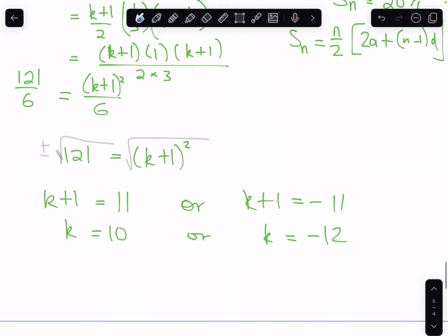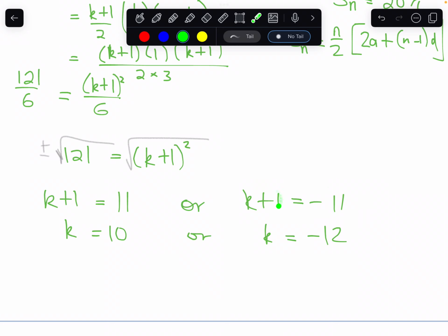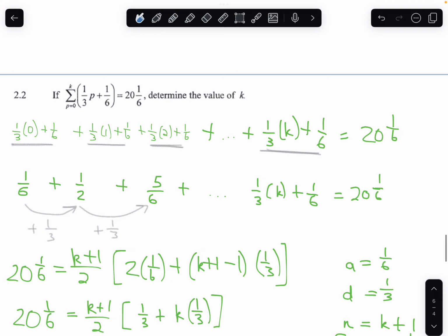So in fact, we could have disqualified it here already. We could have said k plus 1 is the number of terms in the series, and we can't have negative 11 terms. But even here, we can still disqualify, because k is greater than 0. I guess it could be equal to 0 if we were just counting one term in the series. But either way, it's not negative, is the moral of the story. So this is then the solution. K is equal to 10.